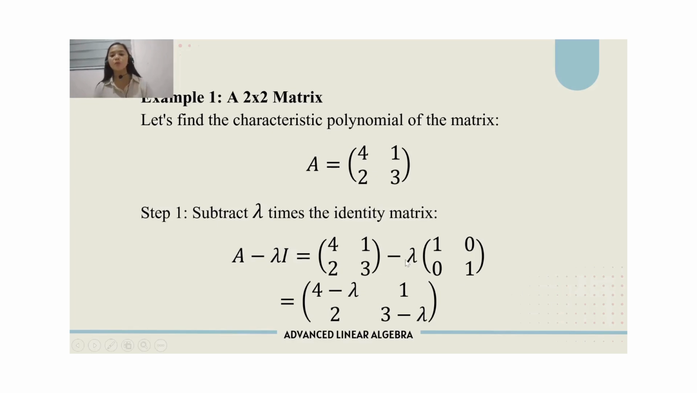Negative lambda times 1 is negative lambda. Negative lambda times 0 is 0. Negative lambda times 0 is 0. And negative lambda times 1 is negative lambda. And then let us proceed to subtraction. So 4 minus lambda. Next, 2 minus 0 is 2. And this one, 1 minus 0 is 1. And the last one is 3 minus lambda.